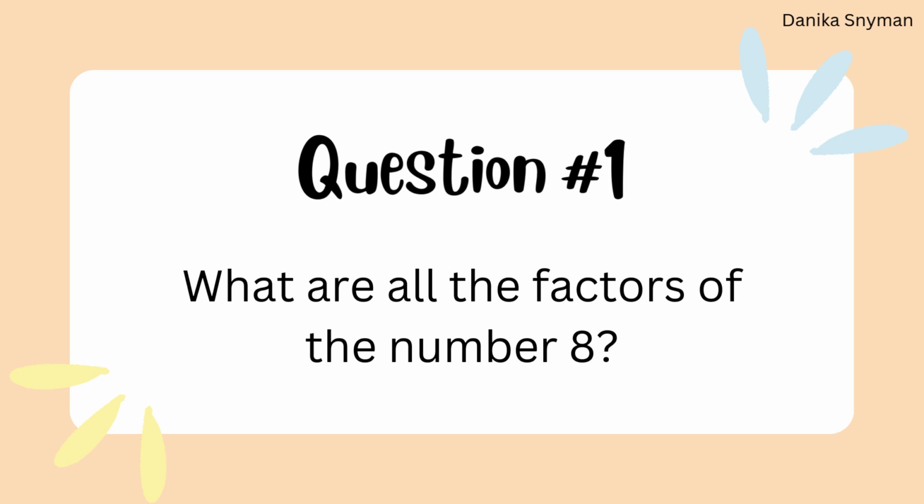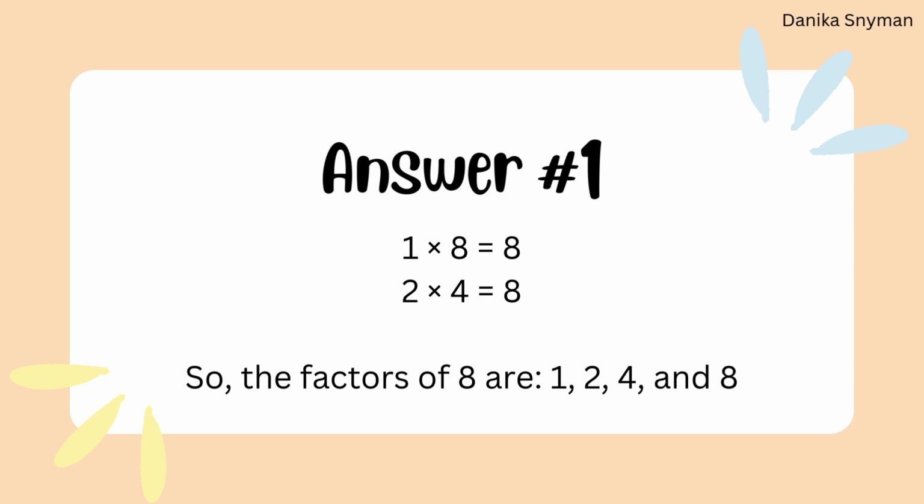Question 1. What are all the factors of the number 8? Think carefully. Which numbers can you multiply to get 8? I'm going to go on. You can pause if you want to first figure it out on your own. So let's check. 1 times 8 equals 8 and 2 times 4 equals 8. So the factors of 8 are 1, 2, 4 and 8. And there are no other numbers that can multiply with each other to make 8. So we know the only factors are 1, 2, 4 and 8.